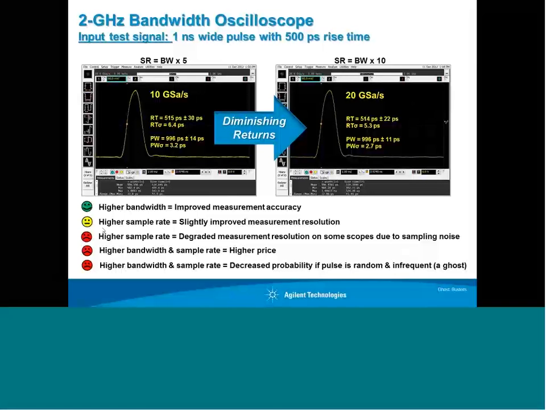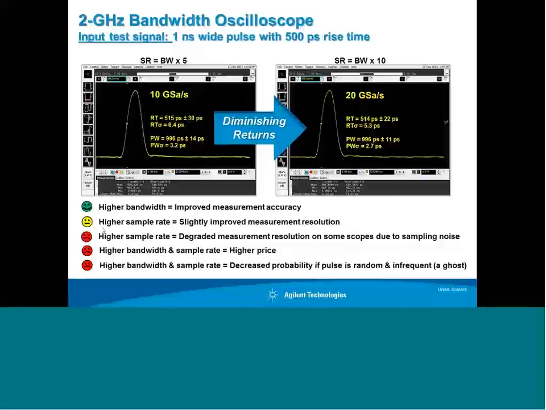Another poor trade-off in going to higher sample rates, it's going to cost you more. Scopes that sample at 20 gig, 40 gig, 60 gigasamples per second, they are extremely expensive. And lastly, higher bandwidth and higher sample rate, it's actually going to decrease your probability if the pulse is random and infrequent, because scopes that sample at these extreme high sample rates, they're missing a key characteristic that we're going to get to in a few minutes.